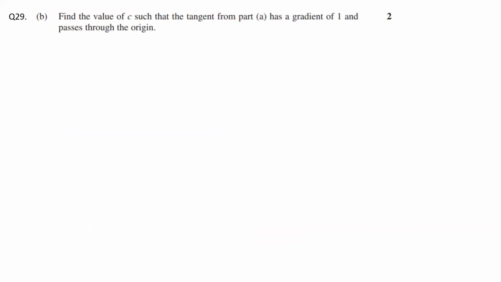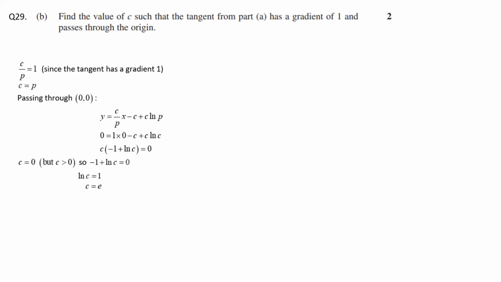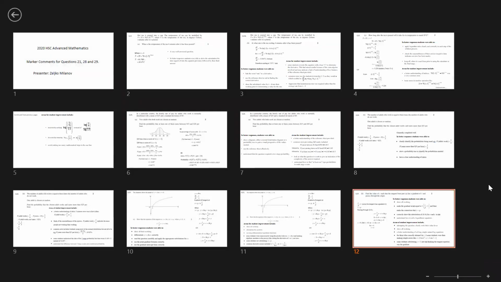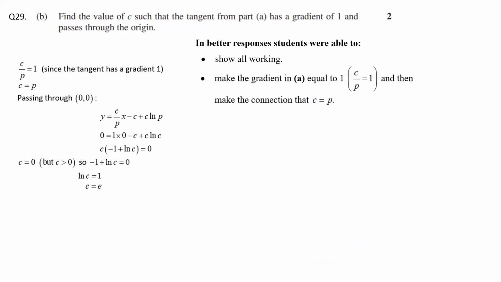Okay, so there's 29A. 29B, finding the tangent, find the value of c of the tangent in part A. There's the solution. So if the gradient is equal to 1, obviously c over p is equal to 1, and off we go from there. And in better responses, students once again were able to show all working out. Let's go back to this one. They were able to make the gradient in A equal to 1, as indicated in the question, and obviously then make the connection of c is equal to p, which is important to finish this question off.